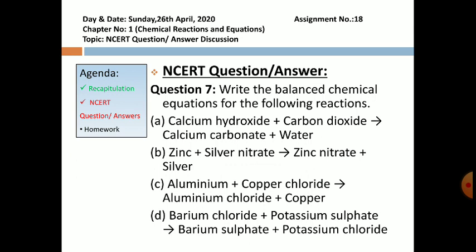D part, barium chloride plus potassium sulfate gives barium sulfate plus potassium chloride. Barium chloride is BaCl2, potassium sulfate is K2SO4, barium sulfate is BaSO4, potassium chloride is KCl, and the balanced chemical equation becomes BaCl2 plus K2SO4 gives BaSO4 plus 2KCl.